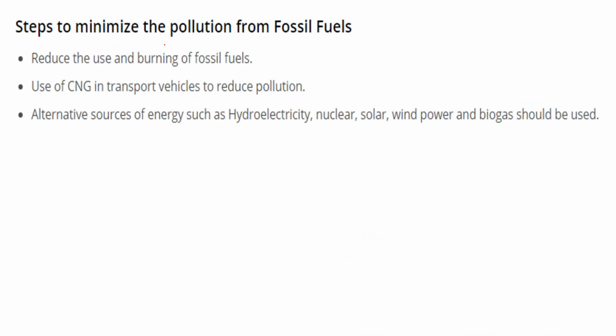What are the steps to minimize the pollution from fossil fuels? We can reduce the use and burning of fossil fuels. We can use CNG in transport vehicles in order to reduce pollution. And there are certain alternative sources of energy like hydroelectricity, nuclear, solar, wind power, and biogas. We can use those.